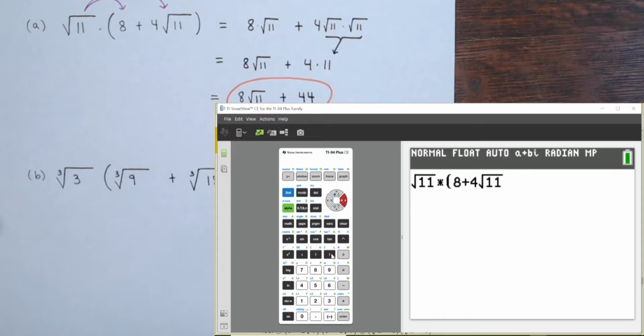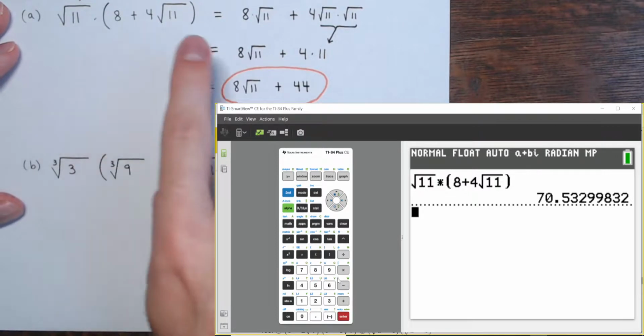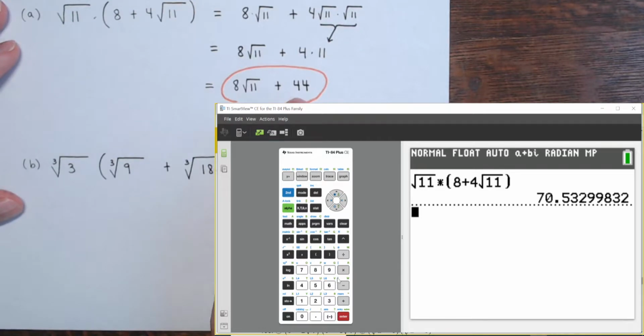And then close the parentheses. All right, let's see what we get. So that's 70.532,998,32, and so on. All right, so that was the expression I was originally given. Next, I'm going to put in the final expression I got, this simplified ending version here, and see if we get the same result.